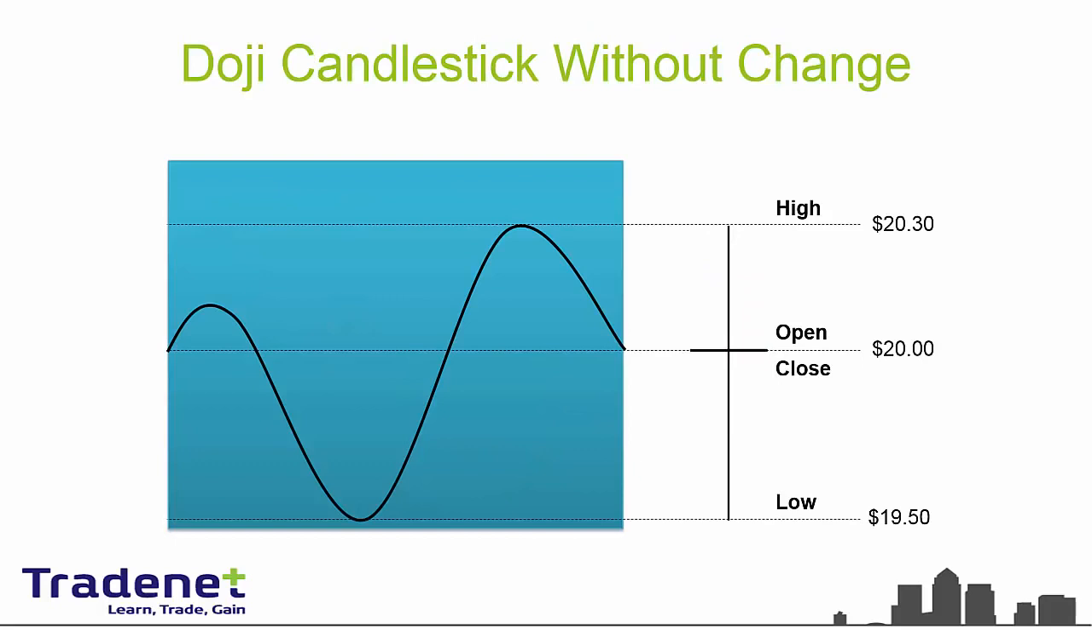If the price finished at the same price where it opened, in this case at $20, as you can see here in the chart, we call this a Doji candlestick. We do have a high, we have a low, but we finished exactly where we opened, so in fact we do not have a body. It's not green, it's not red, and it has no body.